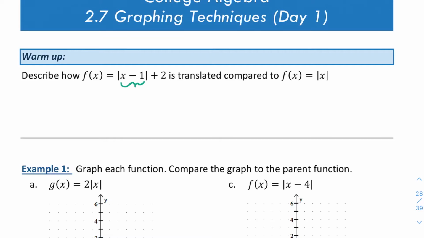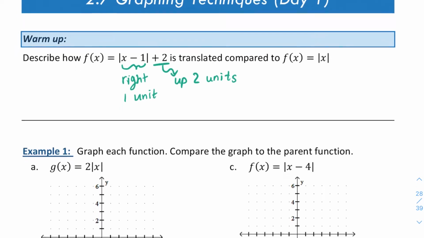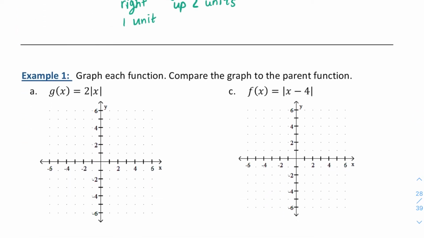So a little reminder of some transformations. That function would be translated right 1 unit and up 2 units compared to your parent function. We're going to look at some of those transformations again today and do some graphing, your favorite. So I'm going to graph 2 times the absolute value of x to start with.